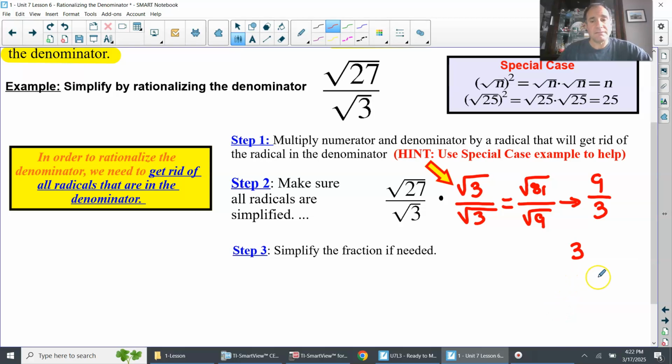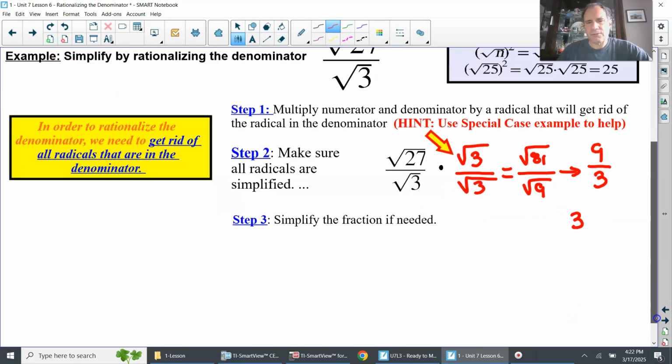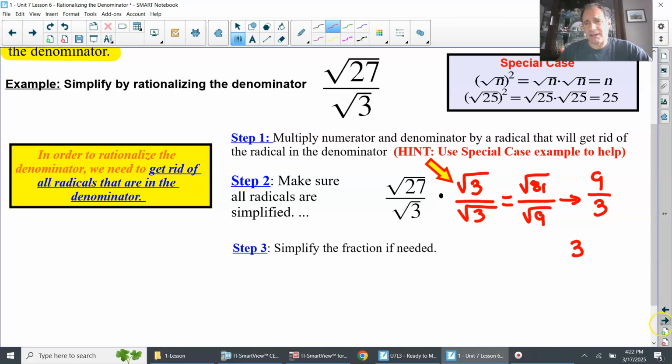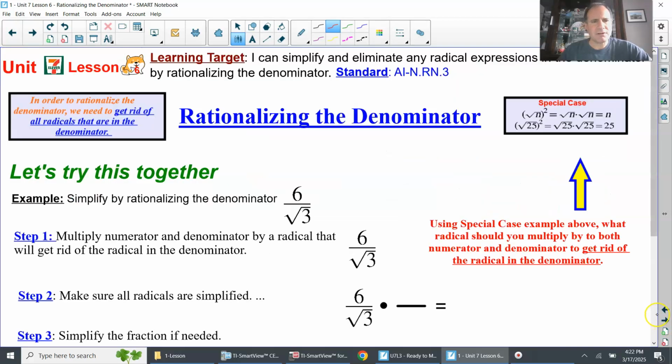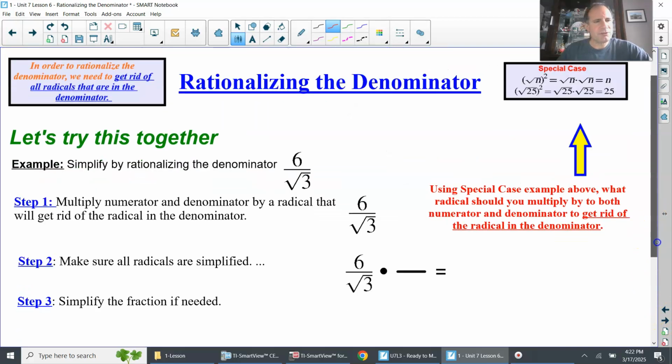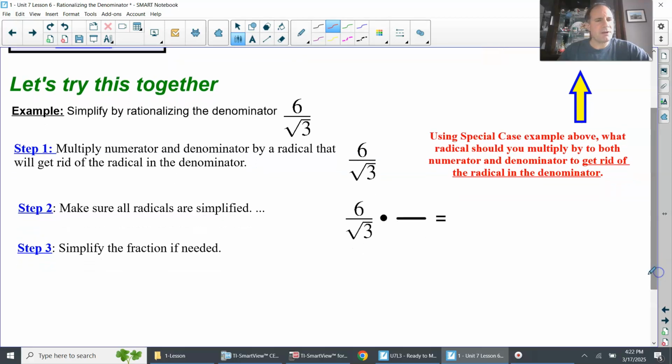And that's it. All right, so that's simplified. Rationalizing the denominator. So same thing. We have to get rid of the denominator that is a radical 3. So you're going to multiply by radical 3 over radical 3, which is 1.